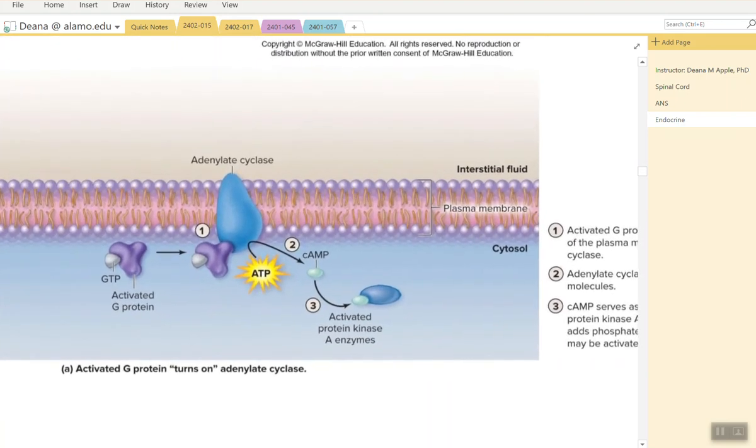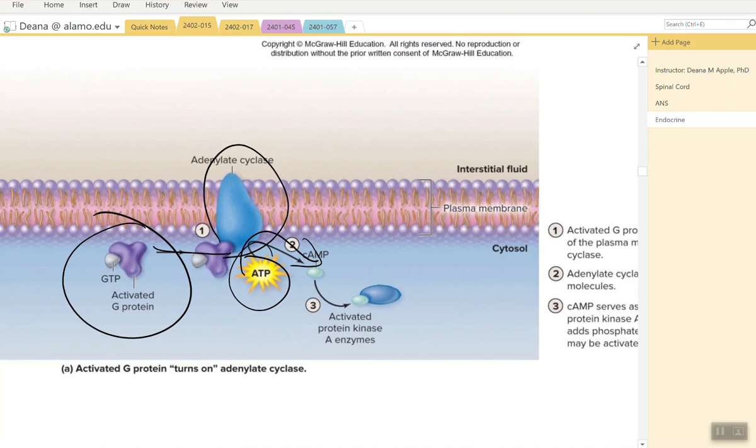So here is an example of adenylyl cyclase being the kinase that's activated. GTP is bound to our G protein, which means it's activated. It's going to bind here at adenylyl cyclase. We're going to use an ATP. We're going to activate cyclic AMP. Cyclic AMP can then come and bind to another protein and activate that protein.